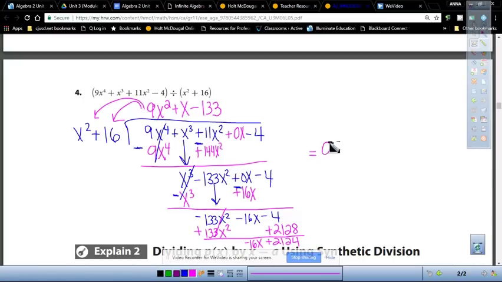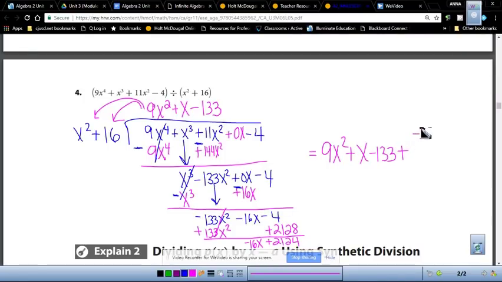So my final answer is 9x squared plus x minus 133 plus negative 16x plus 2,124 all over x squared plus 16.